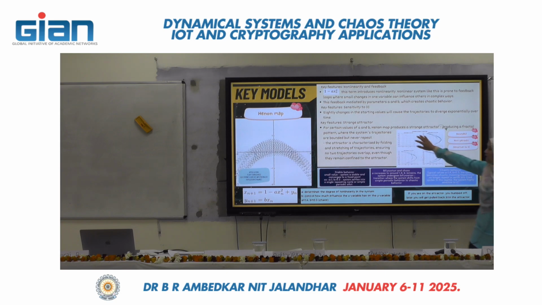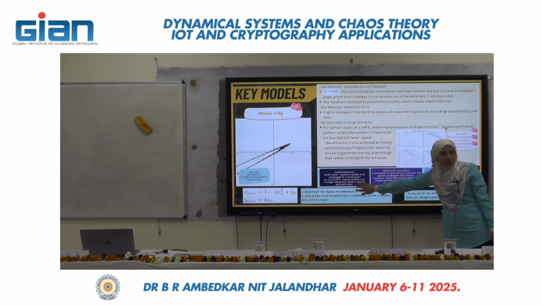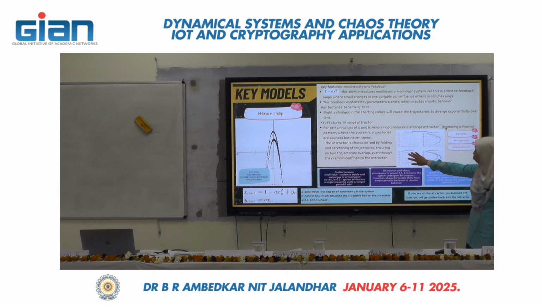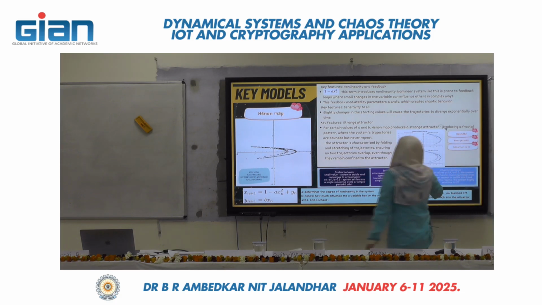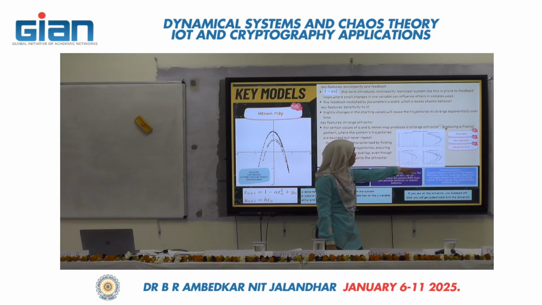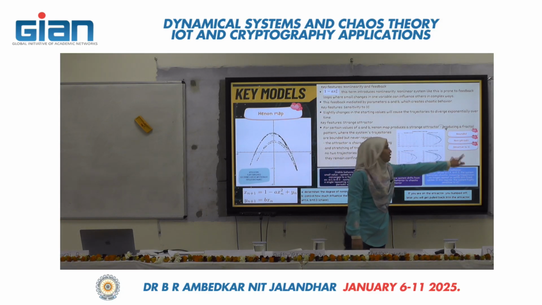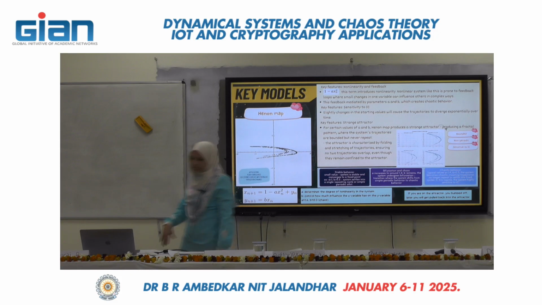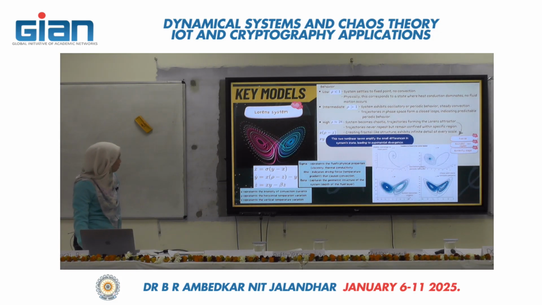So when A equal to 1, we have the stable behavior. When we have A equal to 3, we can say bifurcation is almost happening. I mean, chaos is almost happening. And when we have A equal to 1.4, the chaotic behavior is there. And this is what we call the strange attractor, whereby it is bounded, non-periodic, and very sensitive to initial condition. Okay, this is what I mentioned.